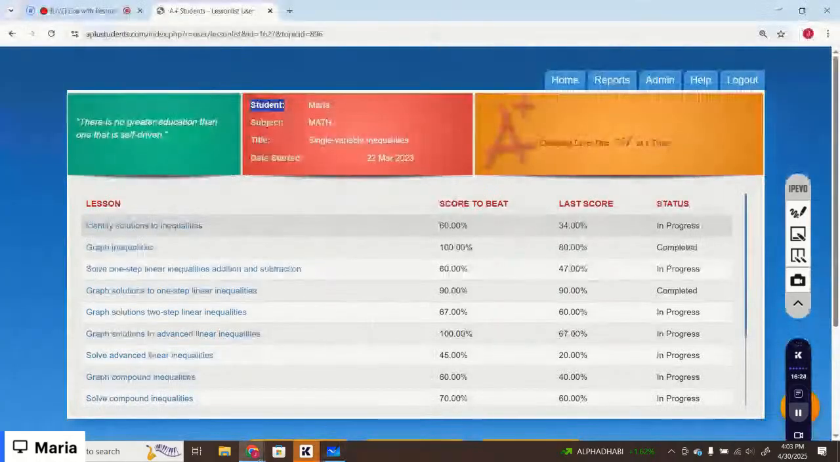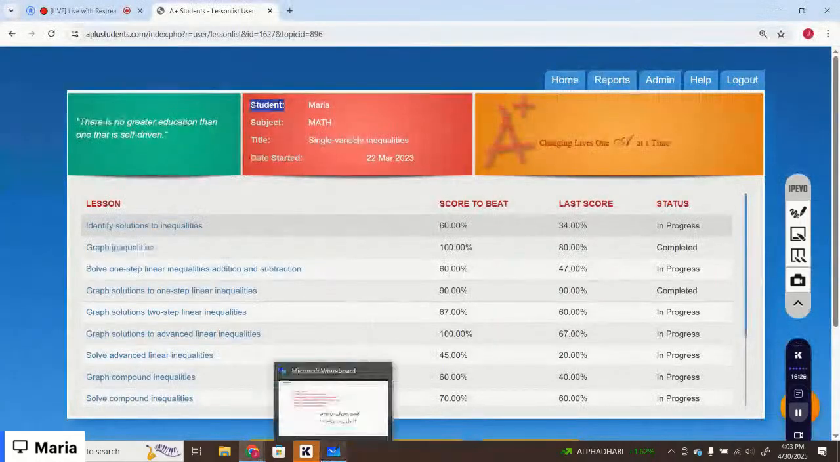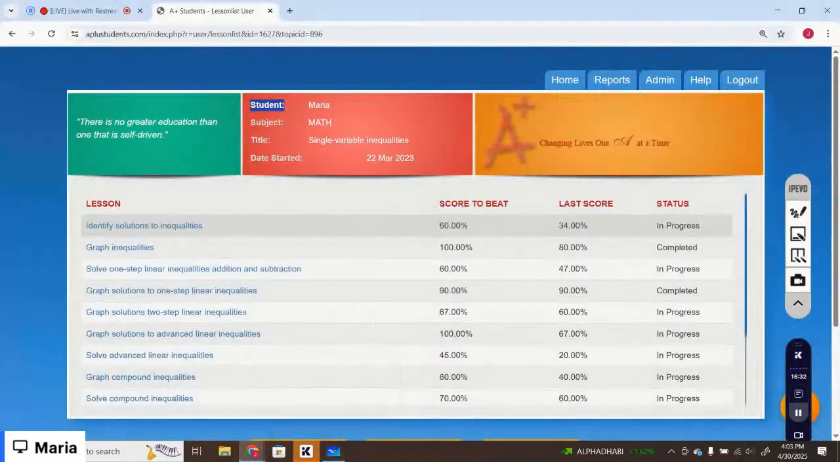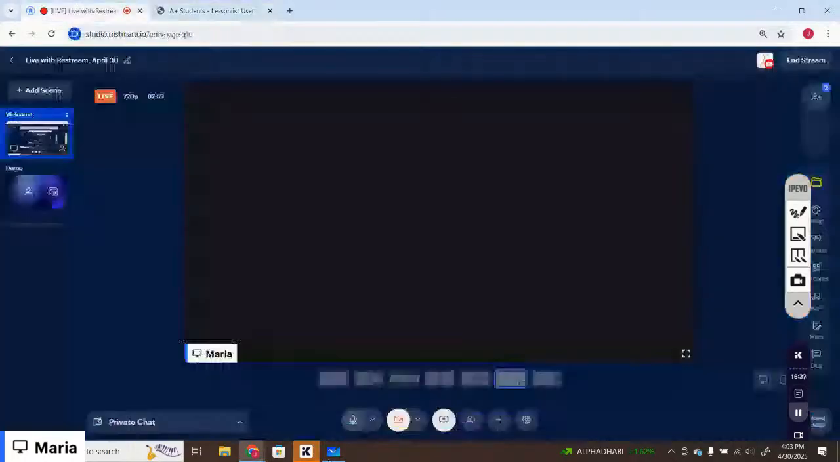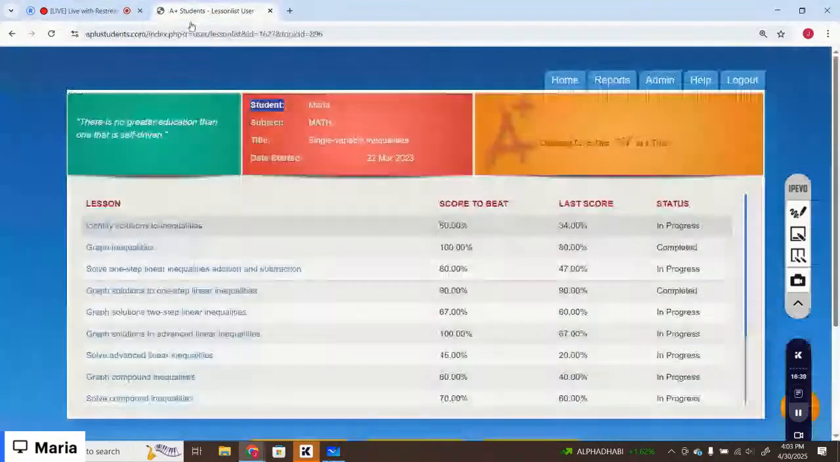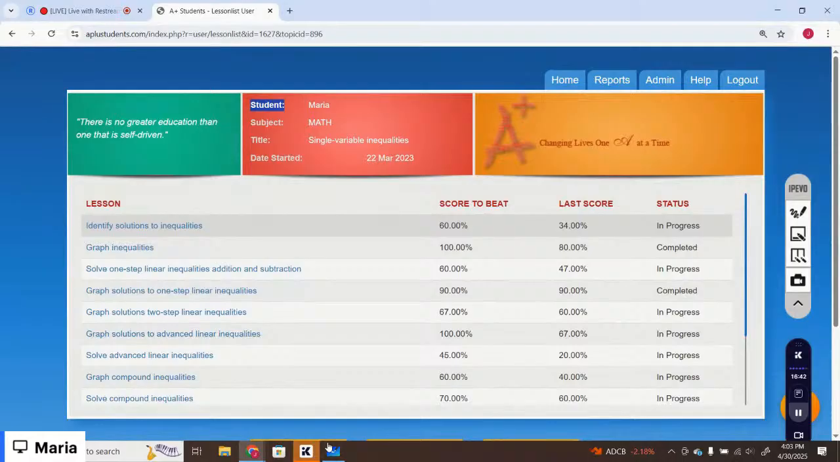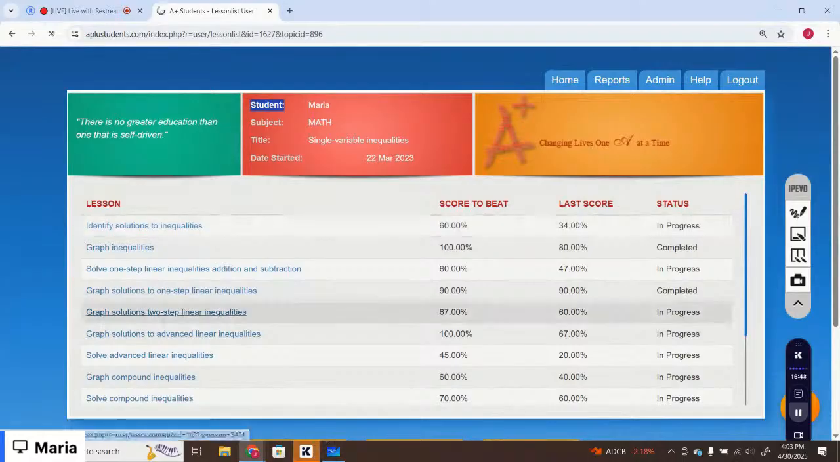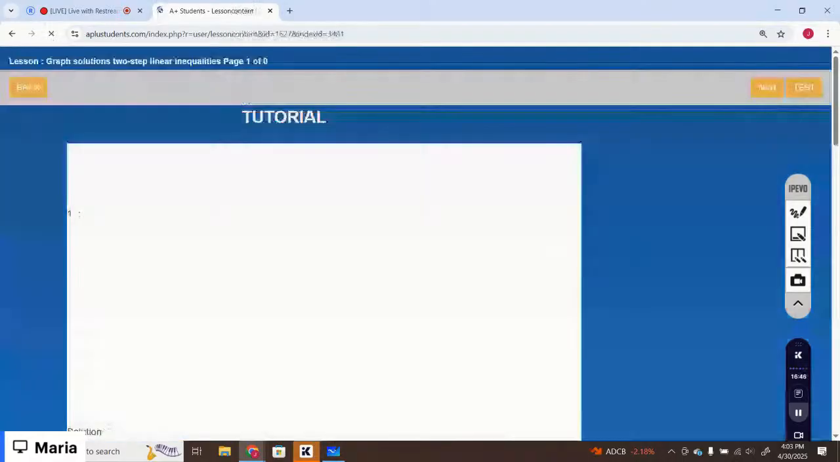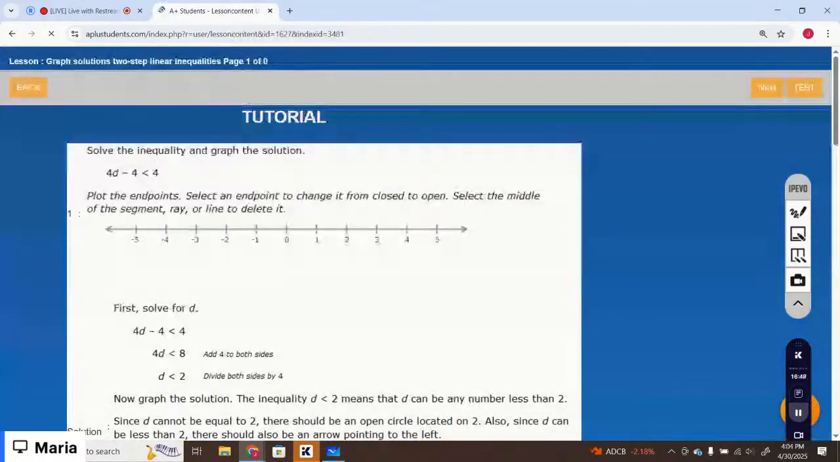Okay, we are on the grade 9 math chapter, single variable inequality. Let's just start with the lesson, and that is graph solutions to one-step linear inequalities. Solve the inequality and graph the solution. 4d minus 4 is less than 4.